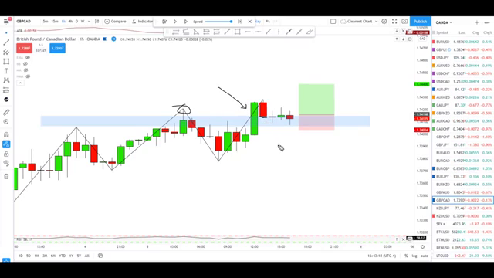I don't love seeing that. So whenever I see a situation like this, where my conditions, the break of this previous resistance level, are not perfect because of the fact that the next candle came back down into my zone, that's when I start looking for that most conservative entry.